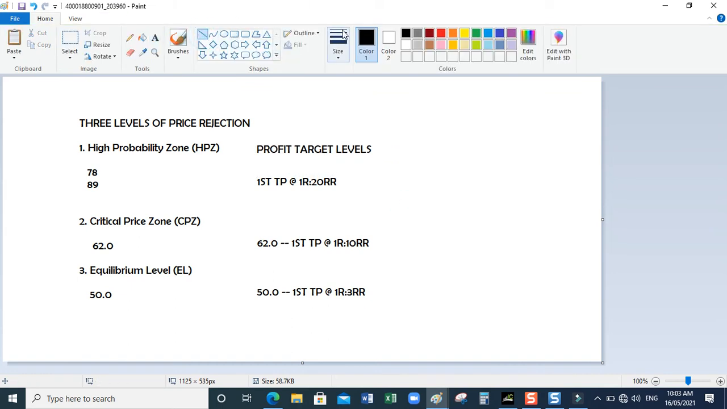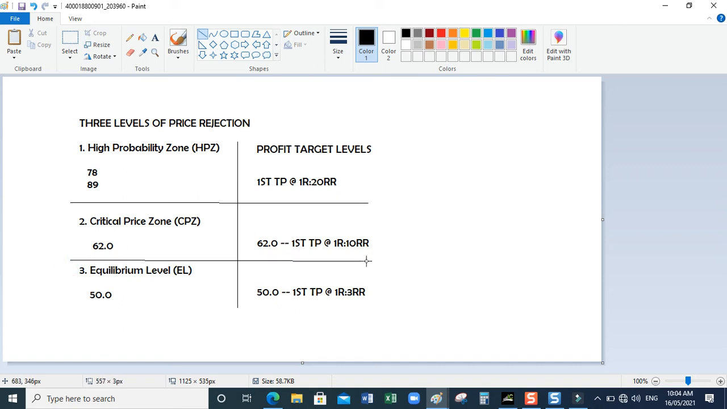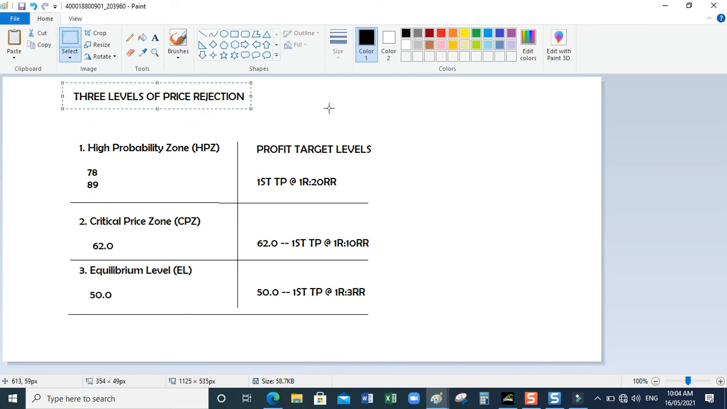Yeah, so that is the experience we have trading this zone. In our next video, we're going to show you trade examples, how we navigate through those using these zones. Yeah.